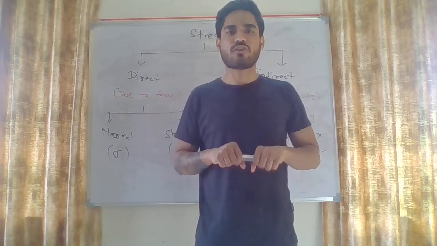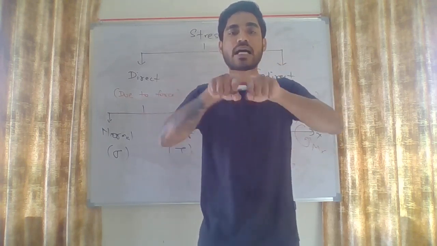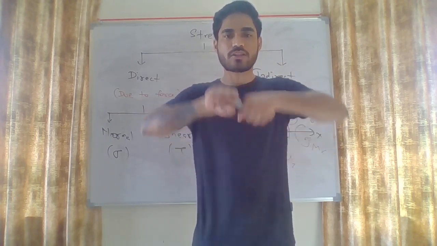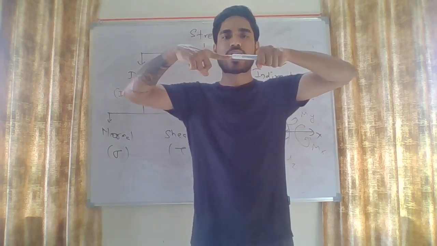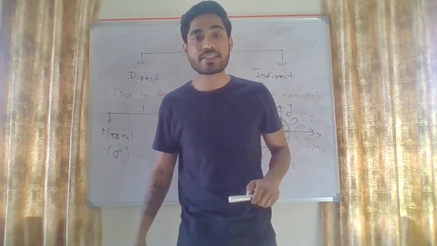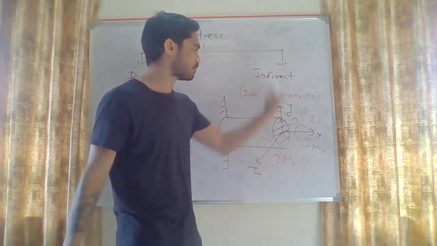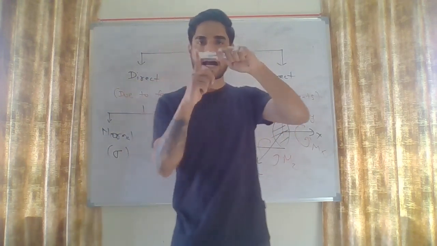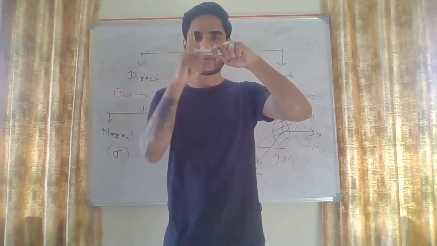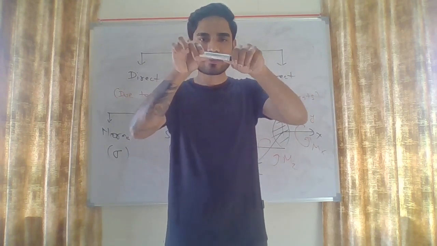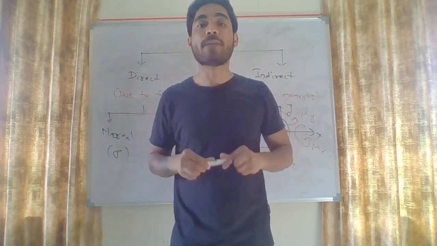This moment will try to turn the body, twist the body. So this moment that I am applying about x-axis is known as a twisting moment. But apply a moment about y-axis, my friend. Y-axis is this one. Okay, this is the cross section. So if you apply a moment about y-axis, what will happen? This will try to bend the body.